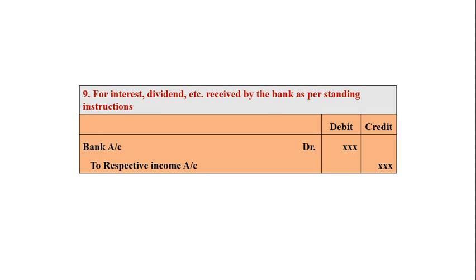For interest, dividend, etc. received by the bank as per standing instructions. On behalf of the business, the bank may receive income such as interest and dividend. The accounts involved are the bank account and the respective income account. That income account is a nominal account. Since it is income, it is credited. The bank receives the money and therefore it is debited. So the journal entry is bank account debtor to respective income account.